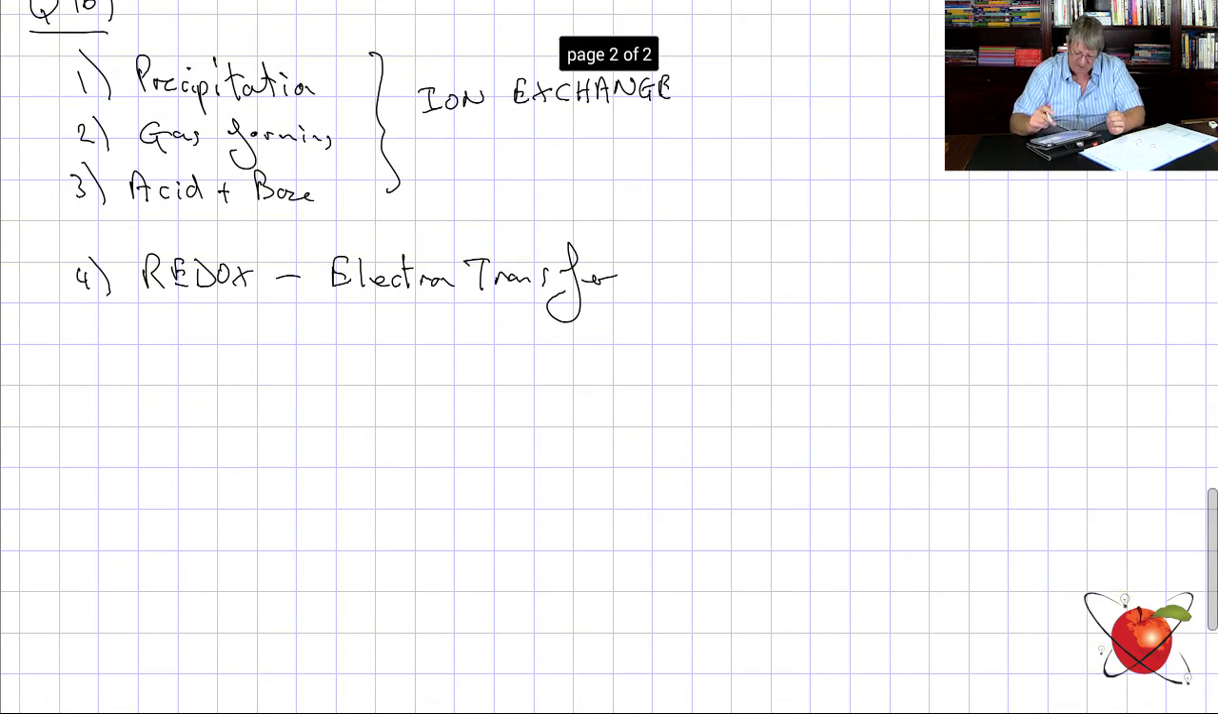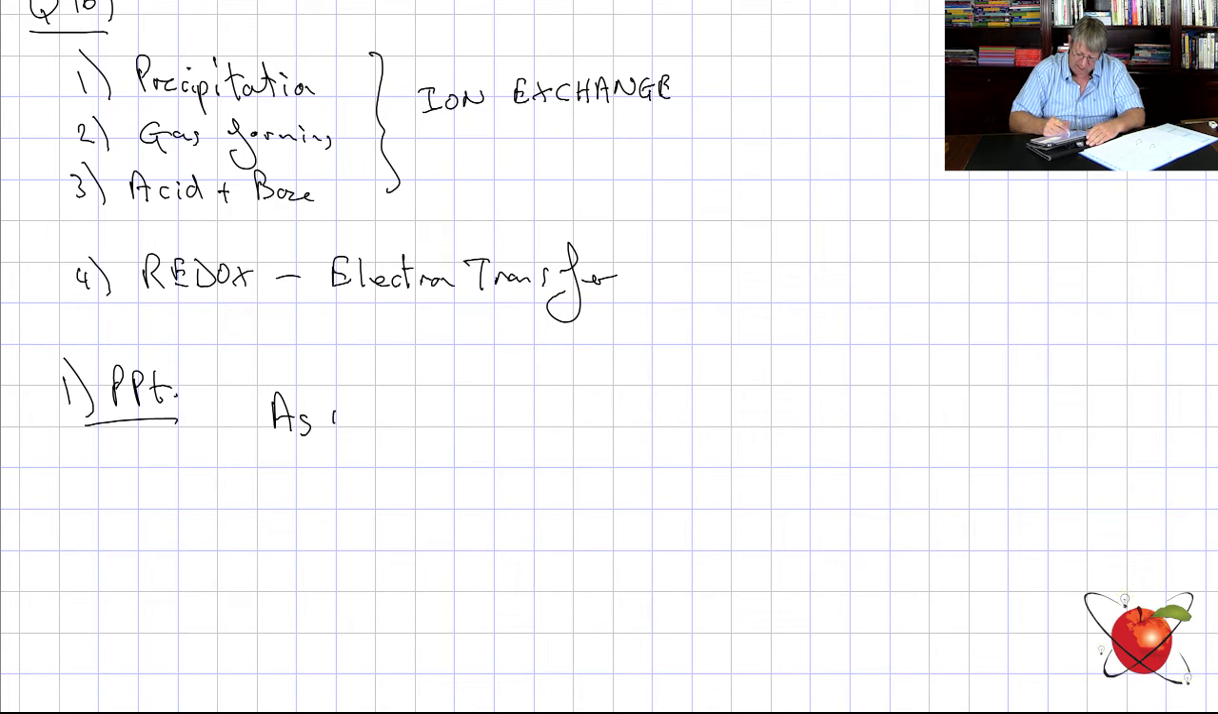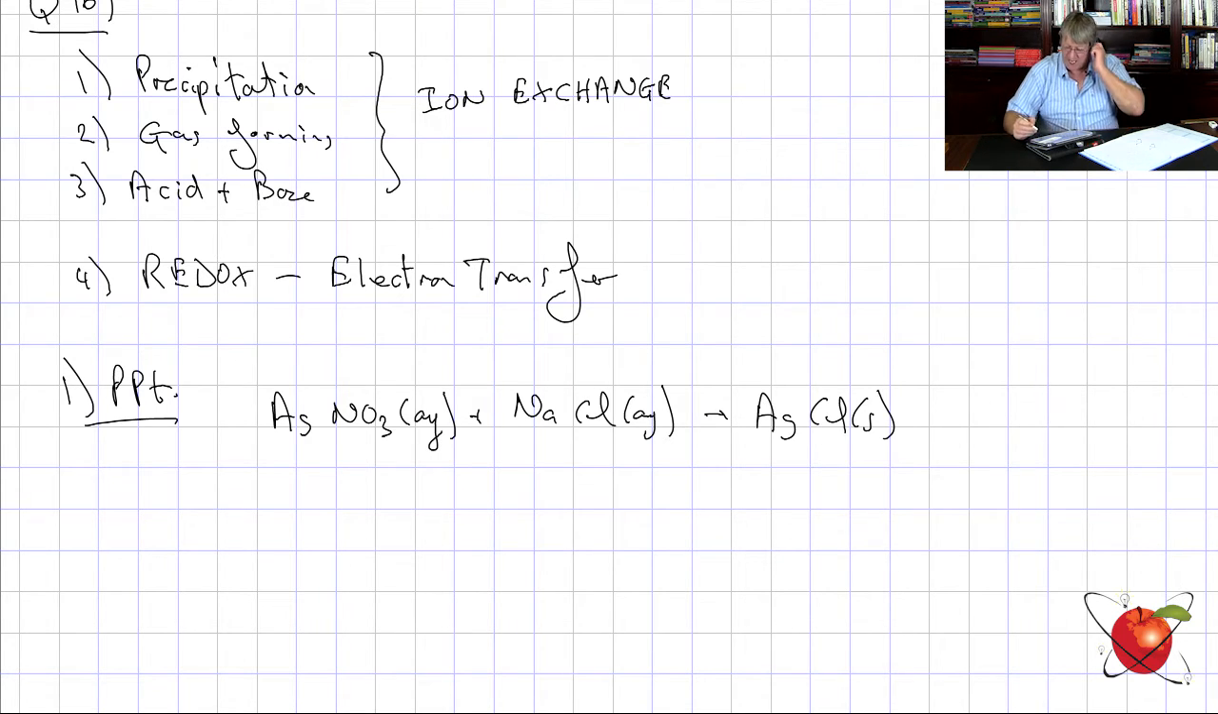Any one of the previous we could have used. This is PPT, precipitation reaction. I've just said AgNO3 aqueous plus NaCl aqueous goes to what? AgCl solid, right? And for AgCl, remember you've got to check, +1, yes, it works, plus NaNO3, sodium nitrate, and this remains aqueous.